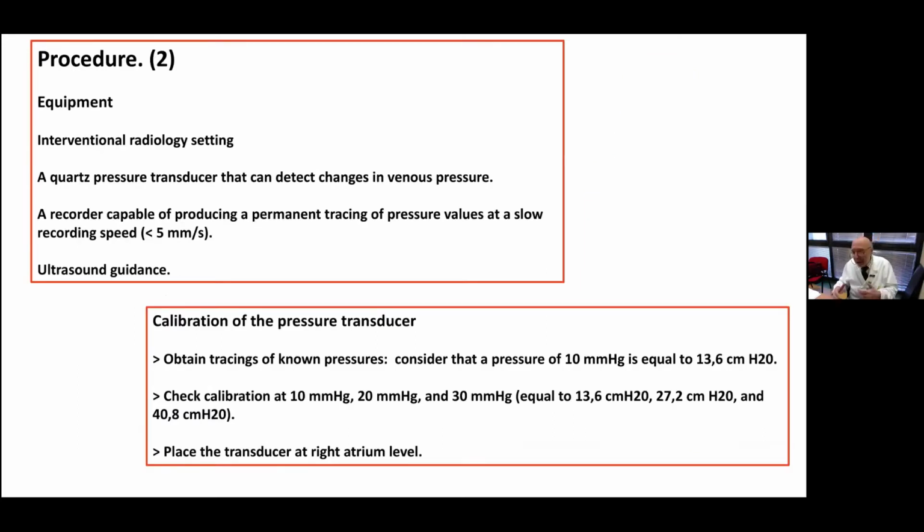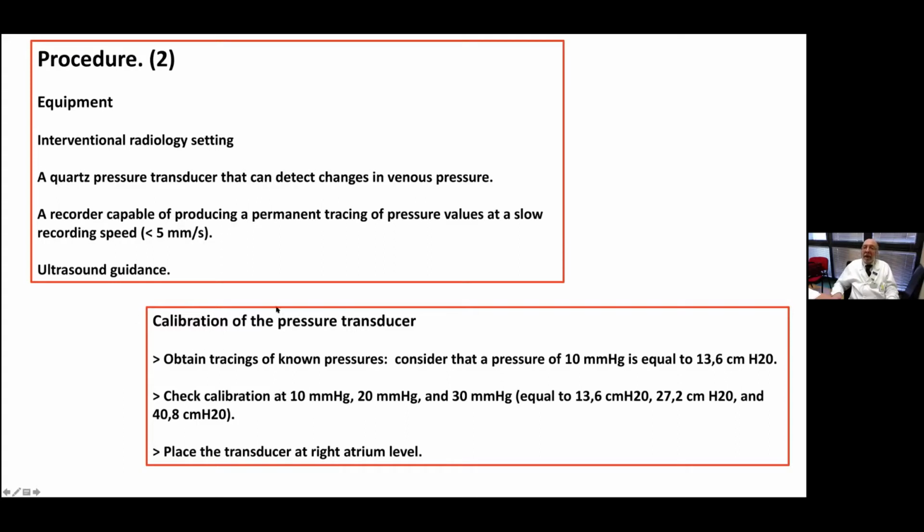Then we go ahead with the procedure, the equipment. All this investigation is done in an interventional radiology setting. We need a quartz pressure transducer that can detect changes in venous pressure. We need a recorder capable of producing a permanent tracing of pressure values at a slow recording speed, less than 5 millimeters per second. We generally use 2.5 millimeters per second. That is 10 times slower than the recording speed of the general ECG apparatus. Obviously, we need ultrasound guidance to help with accessing the vein.